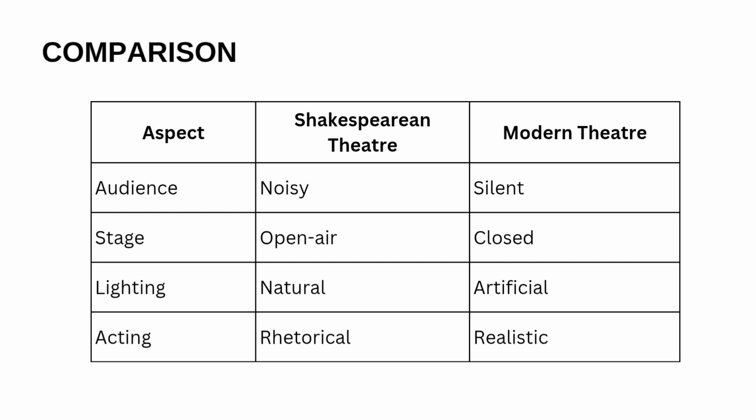Finally, acting style. Shakespearean acting was rhetorical. It focused on powerful speech, clear delivery, and expressive language. Actors projected their voices and emphasized poetic dialogue. In contrast, modern acting is more realistic. It focuses on natural behavior, subtle expressions, and lifelike performance. So, the key idea is that Shakespearean theatre relied on language, voice, and audience interaction, while modern theatre depends more on technology, realism, and controlled presentation. This comparison helps us clearly understand how theatre has evolved over time.